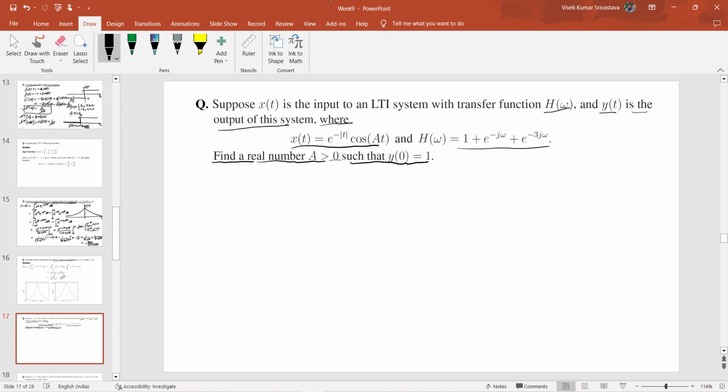For solving this problem, we will use the Fourier transformation method. Because if you have a system with impulse response h of t, and you are applying an input x of t to this system, the output y of t is basically defined as the convolution of x of t with h of t.